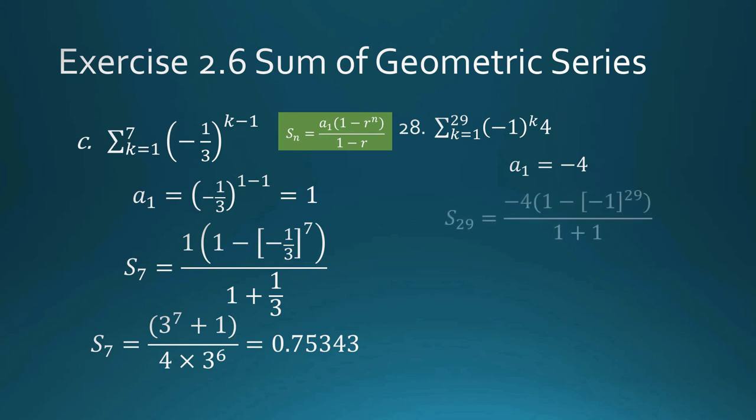We apply the formula, and this turns out, by the way, to be equal to 2 divided by 2. So that's 1. So the sum of the first 29 terms of your geometric sequence is -4.